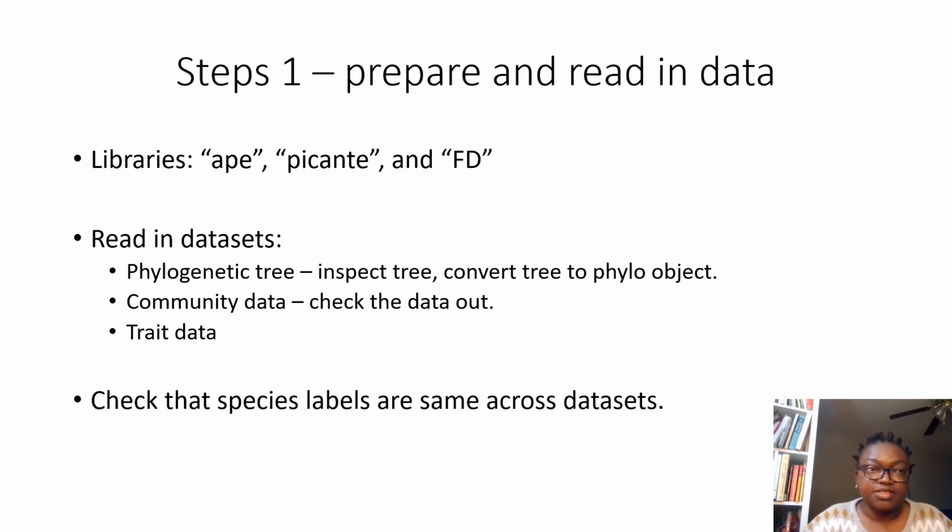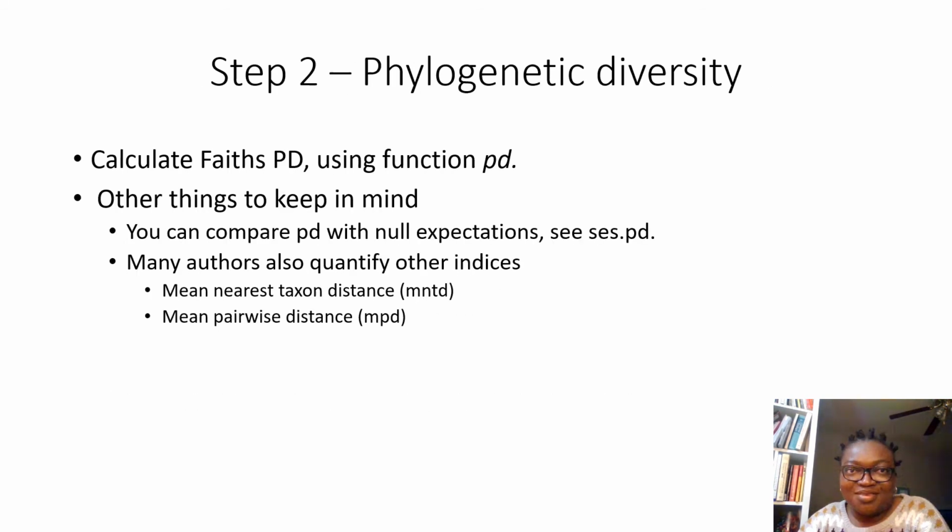So you're going to see that in the analysis if you haven't already done so. So we're going to measure phylogenetic diversity, and that's the second step of the exercise. And what you're really just doing is measuring Faith's PD using the function PD. Now, that's all we're going to do in this exercise as well as in the assignment.